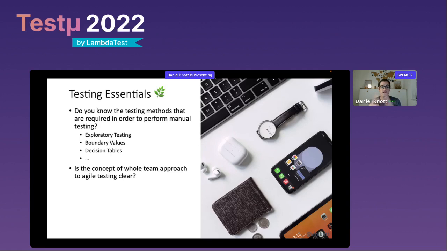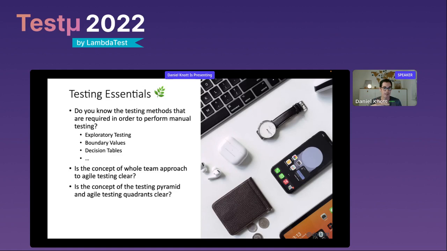Another thing that I usually try to teach people is the concept of the whole team approach to quality. It should not be the tester's only responsibility to take care of quality. This is bad if this is the case, right? The whole team should take care of it. And this is something that you can also find out while filling out the testing essentials in the testing wheel by answering those questions.